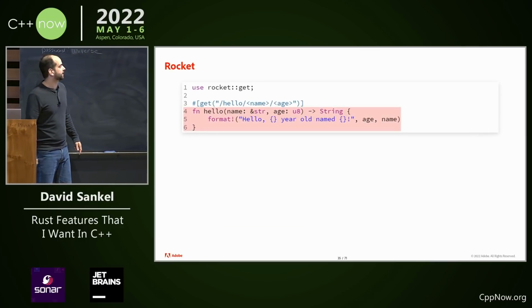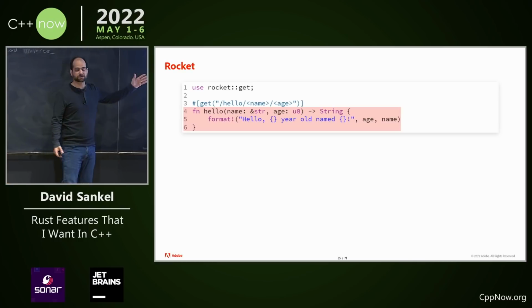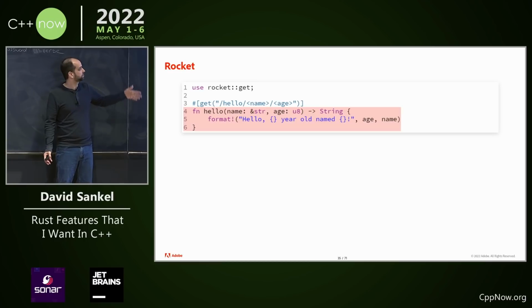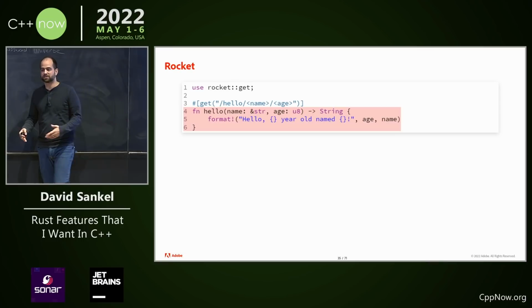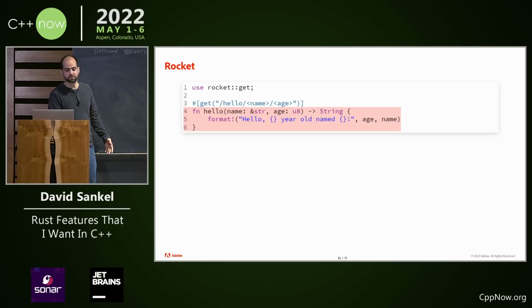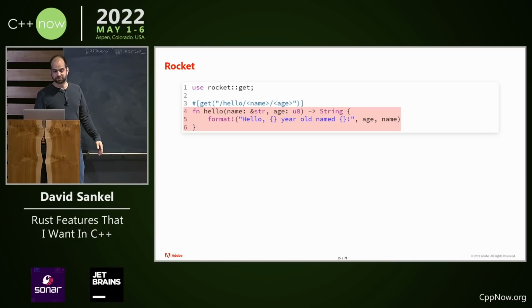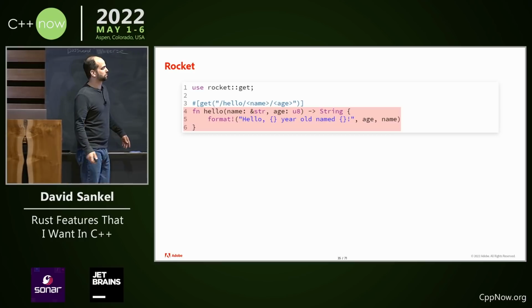There's this thing called Rocket. Okay, look at this function. You should be able to understand this function. It takes in a name, it takes in an age. The name is a string, the age is an unsigned 8-bit int. And it just returns a string. There's no return here, you can elide that in Rust. And you call format, and basically you return the string, hello, 12-year-old named insert X person who I want to make fun of today.